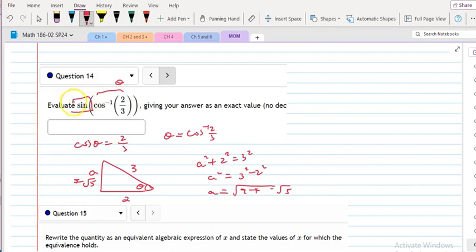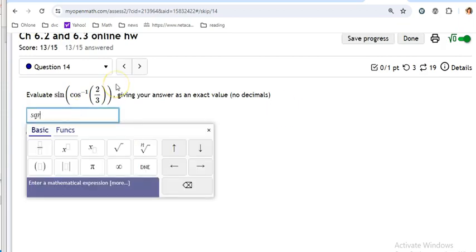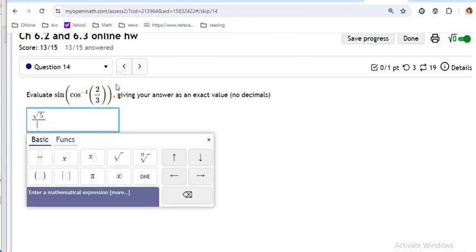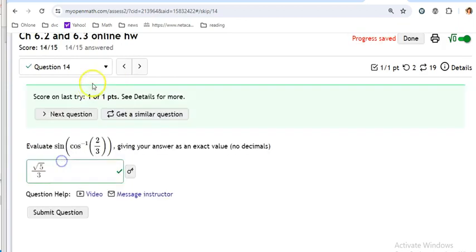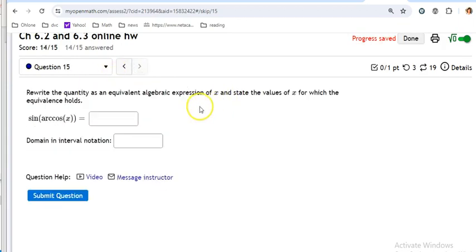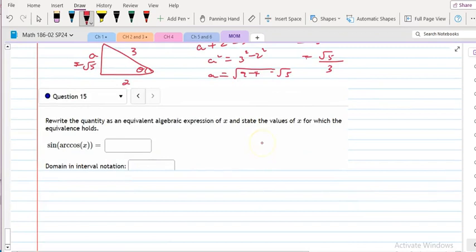Now I want to do sine of it. Sine of cosine inverse 2/3 is the same as doing sine theta in the triangle. Sine theta is SOH, opposite, which is root 5, over hypotenuse 3, so root 5 over 3. Exact value.